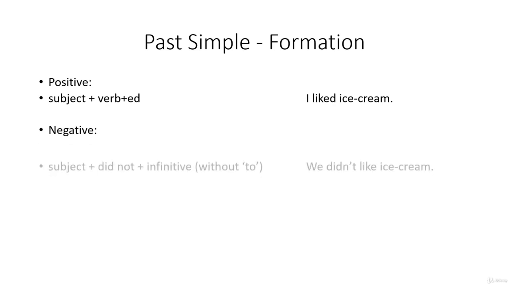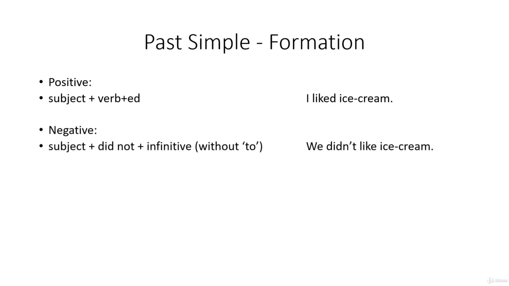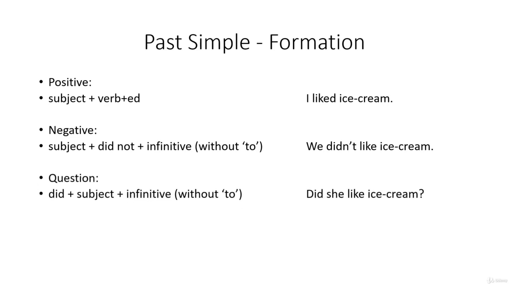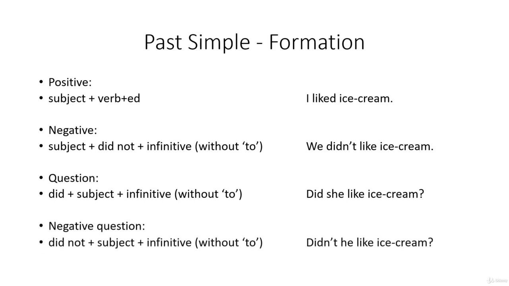The negative case, we need a helper verb, so subject plus did not plus infinitive without to. So we didn't like ice cream. As a question, we also need the helper verb to do. Did plus subject plus infinitive without to, as in did she like ice cream? As a negative question, did not plus subject plus infinitive without to, as in didn't he like ice cream?